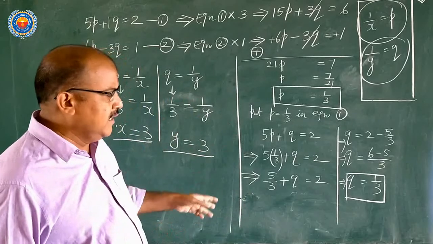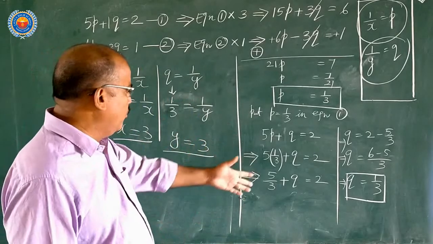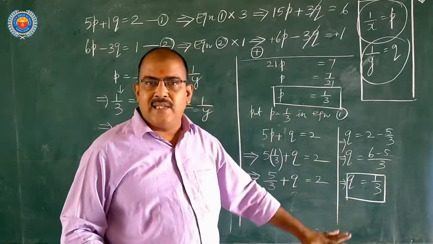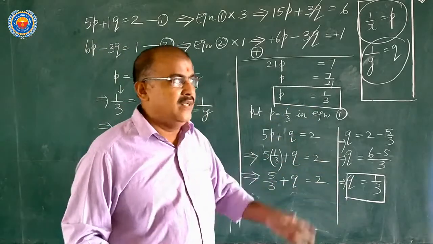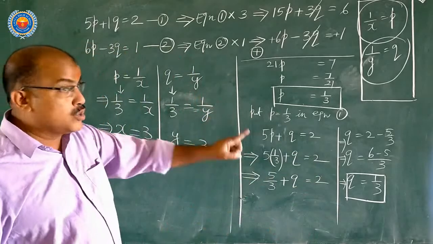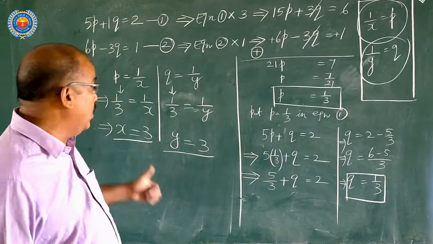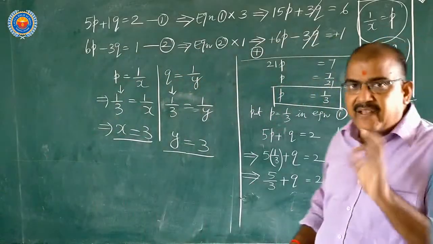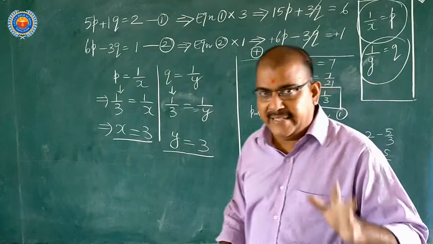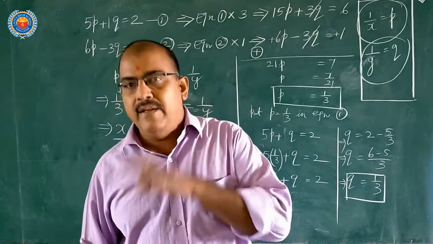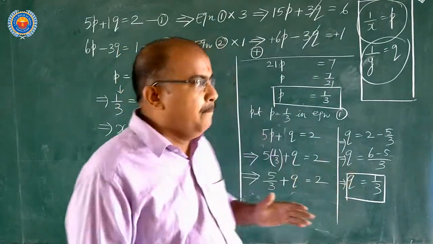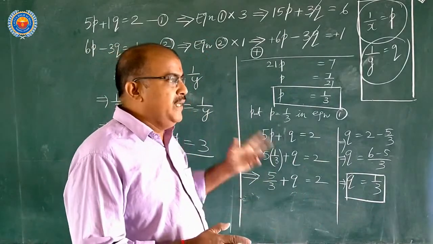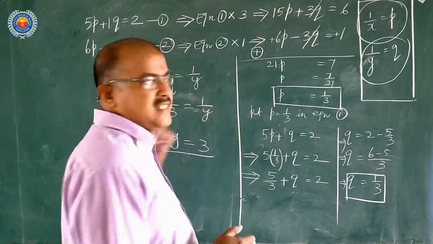Many students may not go further than this. They will find p is equal to 1 by 3 and q is equal to 1 by 3 and stop right there. Don't forget, we have to solve not p and q, we have to solve x and y. The given sum is in x and y, and that's what we have to find. After finding p and q, we have to find the x and y values.